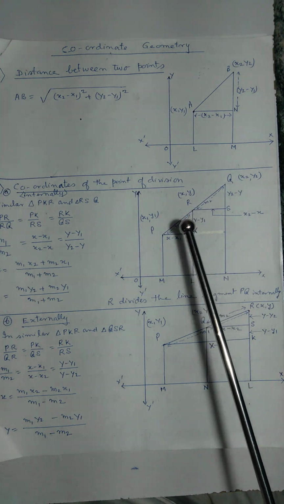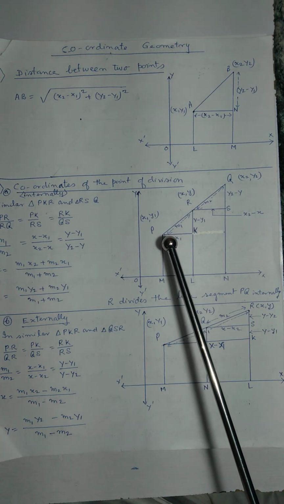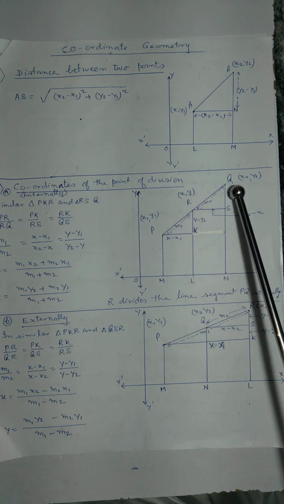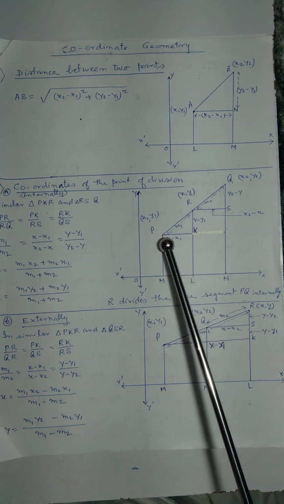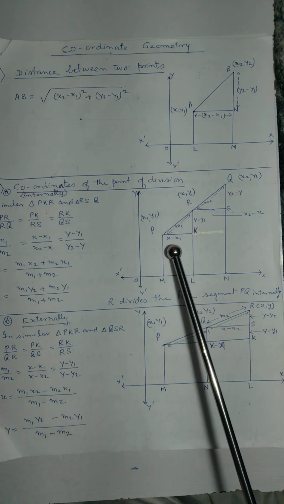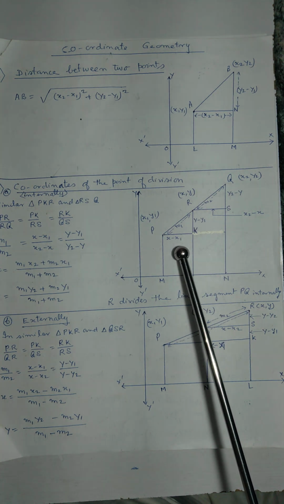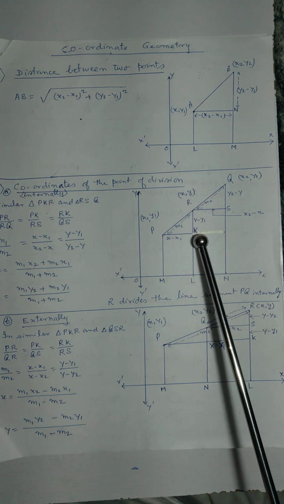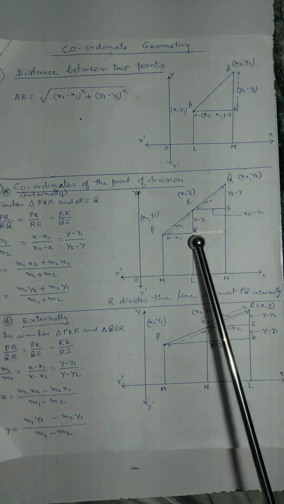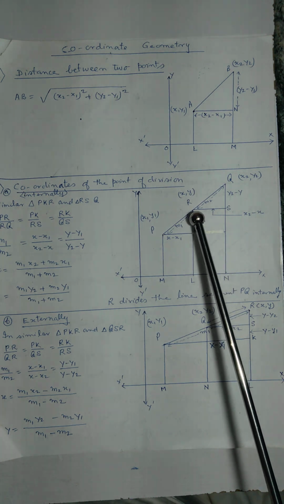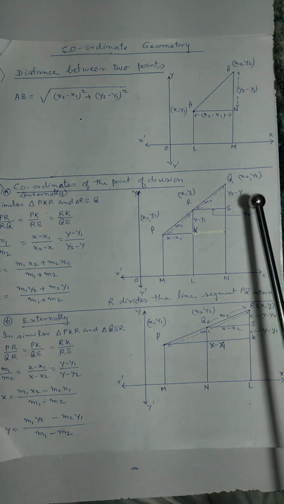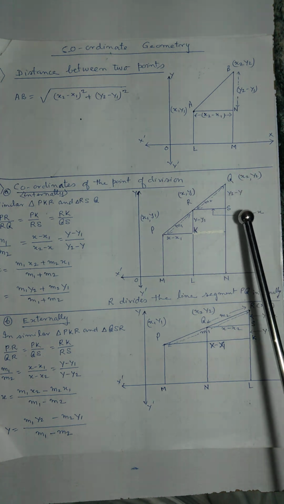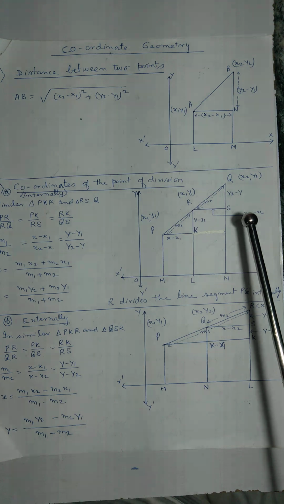R is a point in between P and Q which divides the given line segment PQ in the ratio of m1 and m2. So first of all you find this PK. That will be equal to x minus x1 and RK will be equal to y minus y1. Similarly, RS is equal to x2 minus x and QS is y2 minus y.